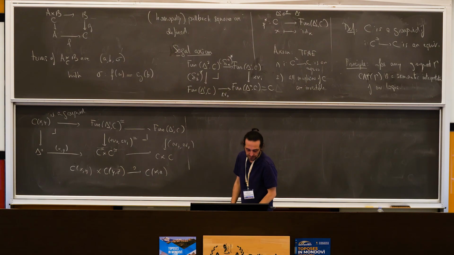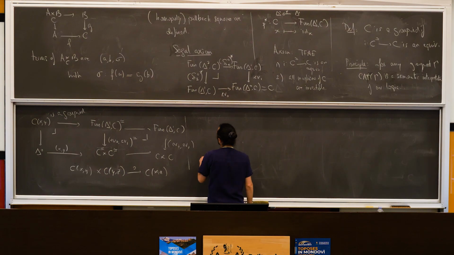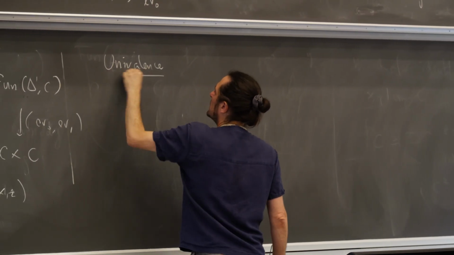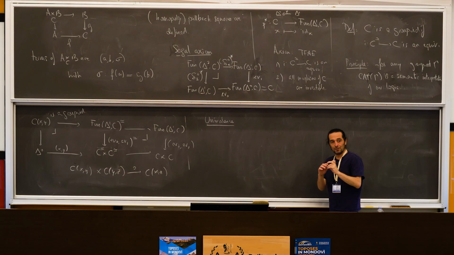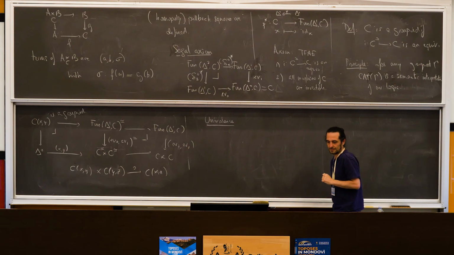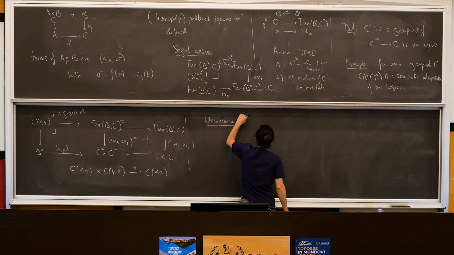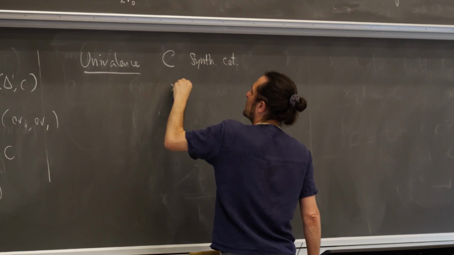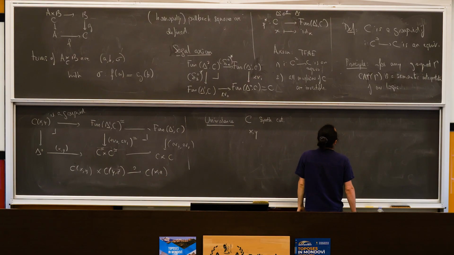So now we introduce the univalence. It's the analog of Voevodsky's univalence, except that we state it for any category C. So if you take C, any synthetic category, you take X, Y.